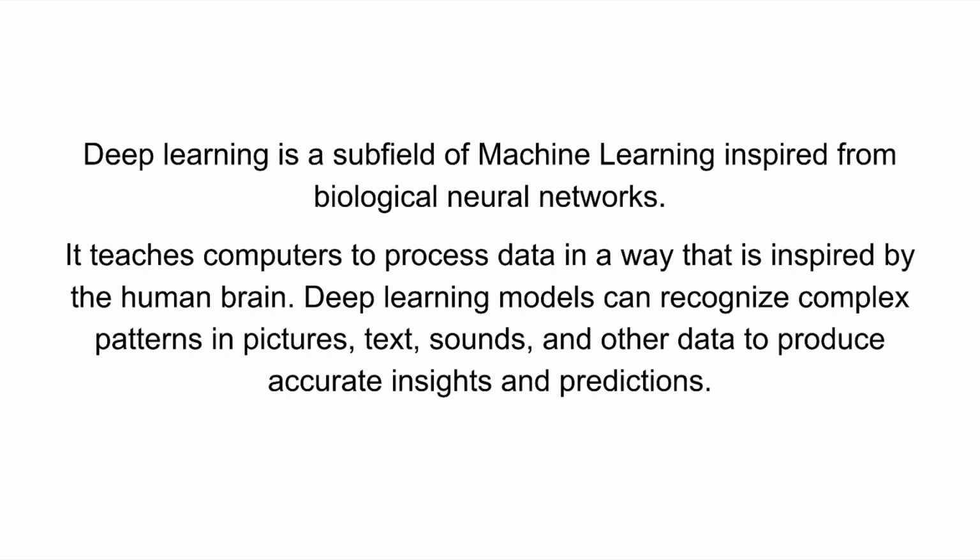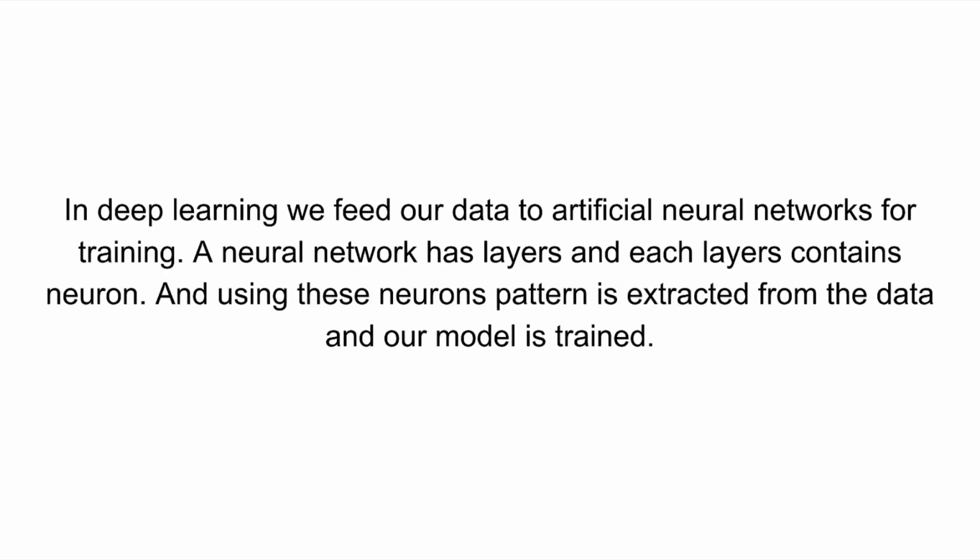Deep learning models can recognize complex patterns in pictures, text, sounds, and other data to produce accurate insights and predictions. So based upon this detail, we can say that in deep learning, machine learning models are trained just like the human brain. We feed our data to an artificial neural network for training. A neural network has layers and each layer contains neurons. Using these neurons, patterns are extracted from the data and our model is trained.